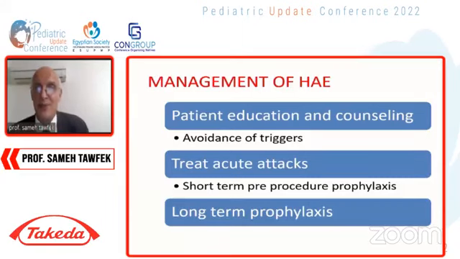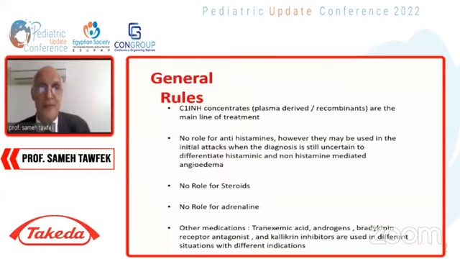Patient education, the most important item, is to avoid the triggers we mentioned before: trauma, infection, stress, etc. Treatment of acute attacks, and short-term pre-procedure prophylaxis, and long-term prophylaxis as well. General rules. C1 esterase inhibitor concentrate, either plasma-derived or recombinant, is the main line of management. No role for antihistamines, and antihistamines shouldn't be tried.